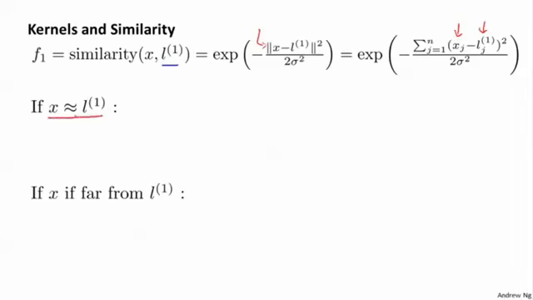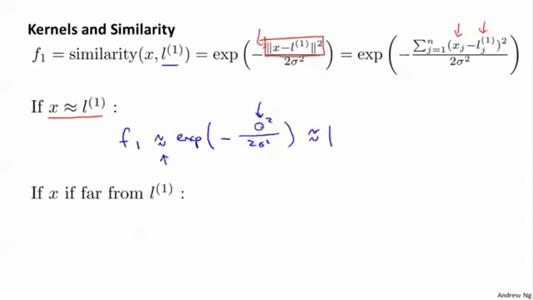Suppose x is close to one of the landmarks. Then this Euclidean distance formula in the numerator will be close to 0, right? So the square distance between x and L will be close to 0. And so f1, this feature, will be approximately e to the minus 0 over 2 sigma squared. So e to the minus 0, e to the 0, is going to be close to 1. I put the approximation symbol here because the distance may not be exactly 0, but if x is close to the landmark, this term will be close to 0, and so f1 will be close to 1.